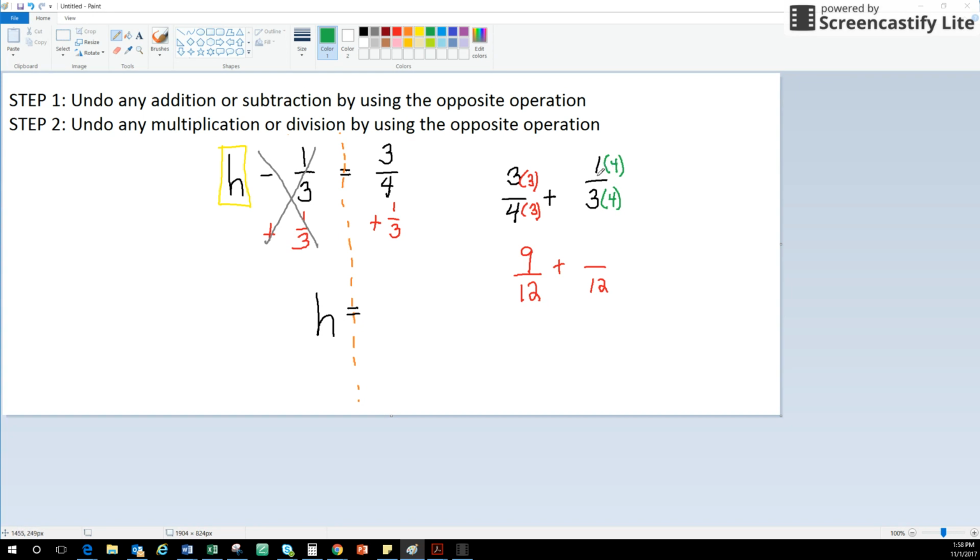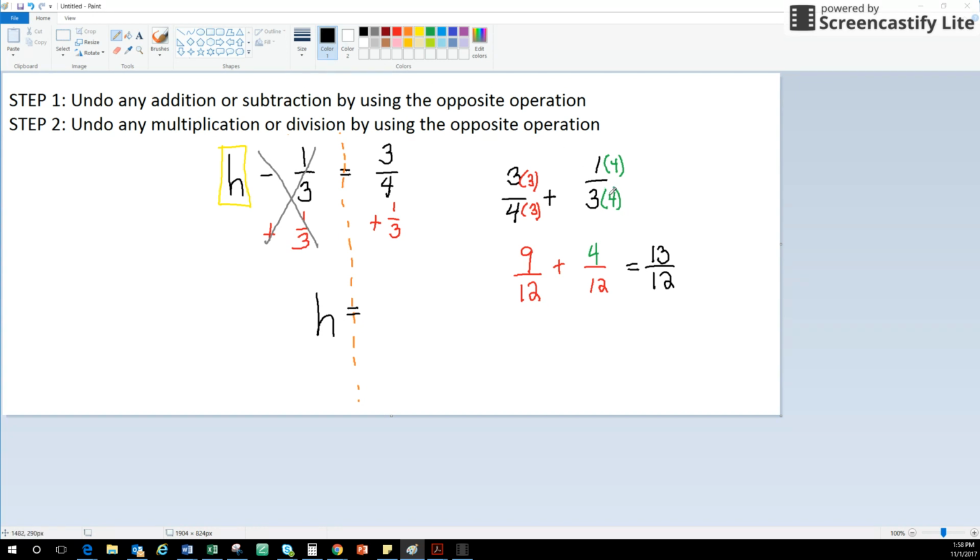And I end up with 1 times 4 on the top is 4. And now I have a fraction that I'm allowed to add together. The denominators are the same, so I get 12. And the top is 13. And we got one more step we got to do.